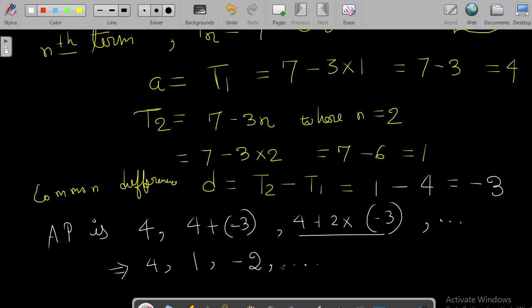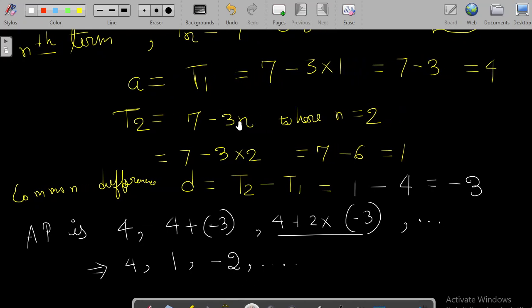So this is how you find the AP if the nth term is given in terms of n. Now let us see a few more examples.